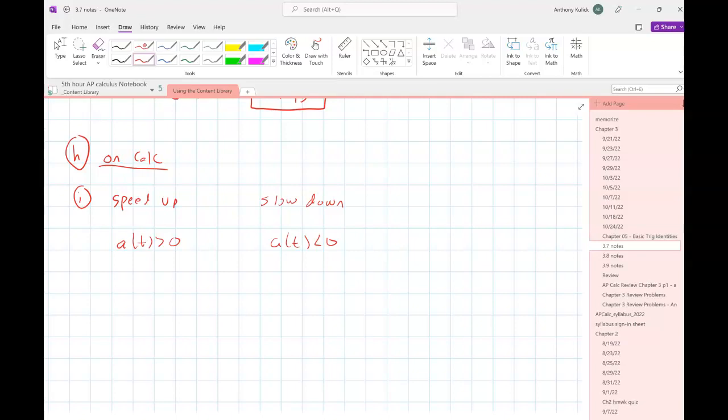Ooh. Hold on. That's not quite right. What else needs to be true here? Yeah, velocity has to be positive also, right? Because you could be slowing down faster if your velocity is negative. So now you're slowing down faster or whatever, right?